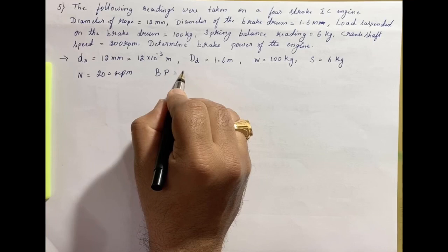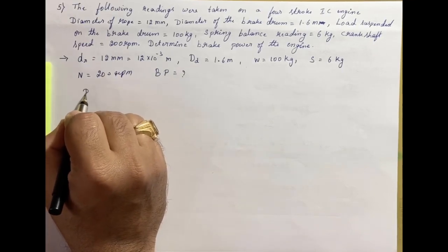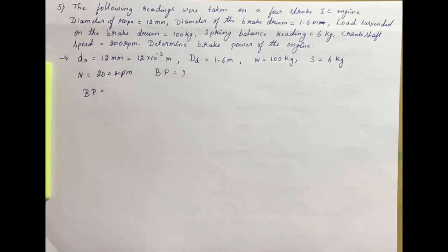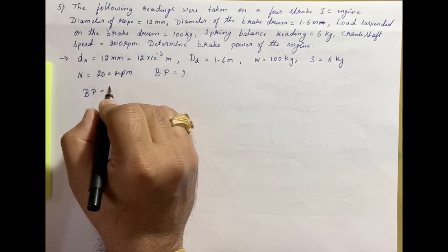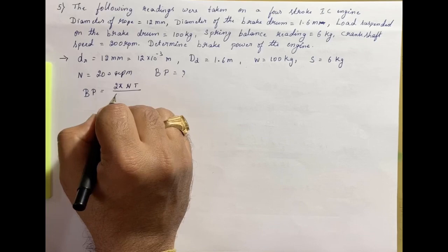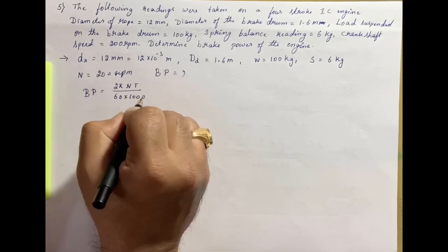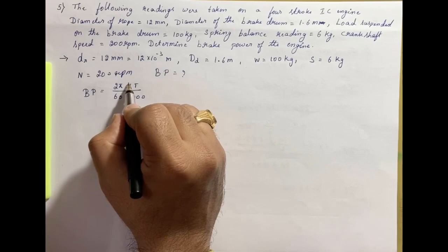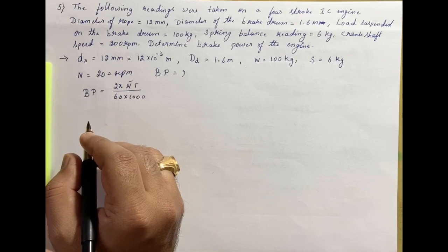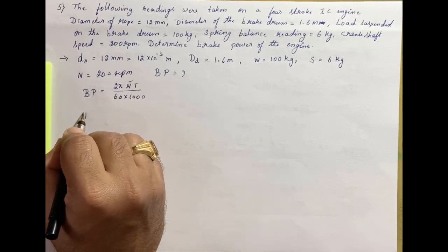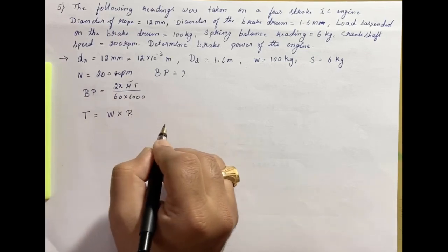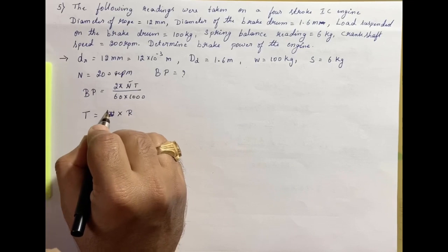Now what is the formula to find out BP? BP is equal to 2 pi N T divided by 60 into 1000. In this, N is known, but we don't know the torque. Now to find out torque, T is equal to W into R, or F into R.